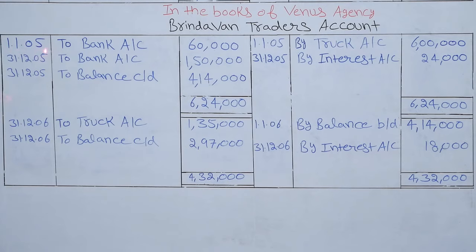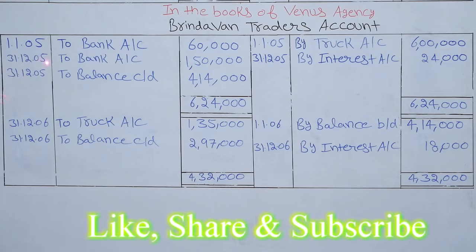And on 1st January 2005, Venus Limited paid 60,000 rupees as down payment. So entry will be Vrindavan Traders account debit to bank account. On 31st December 2005, by interest account 24,000, which we have calculated already. 31st December 2005 to bank account, this is installment paid entry.